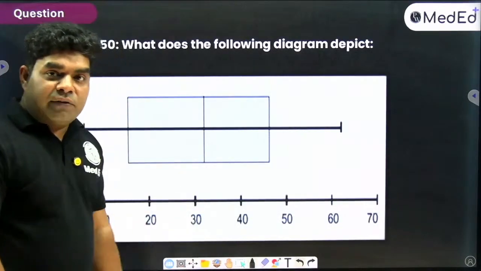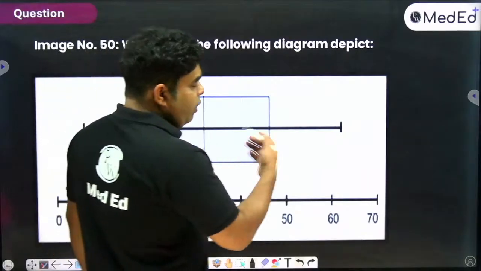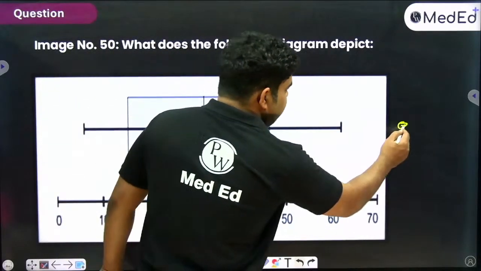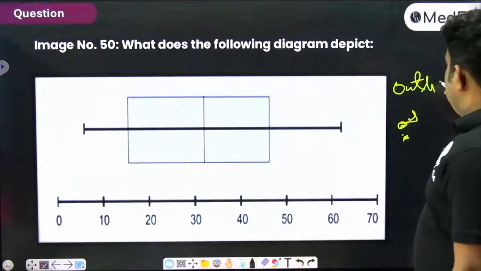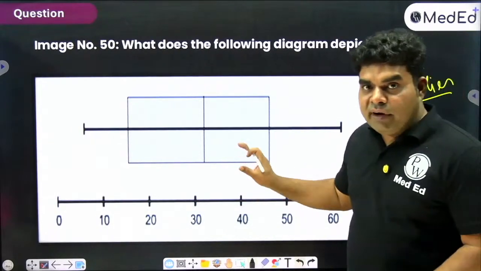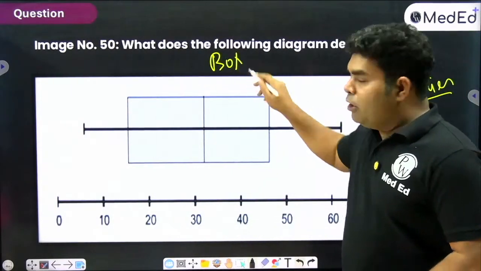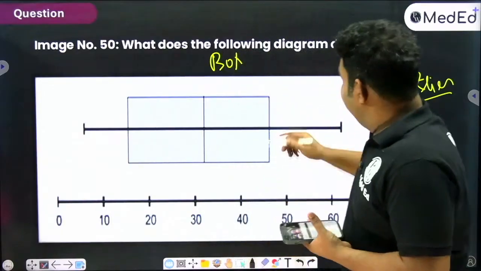This is box and whisker plot. Why do we use it? It is used to identify outliers. These are outliers which we explain through it. And it's very simple to identify. You can see the box, and below the box there is a tail, the whisker.